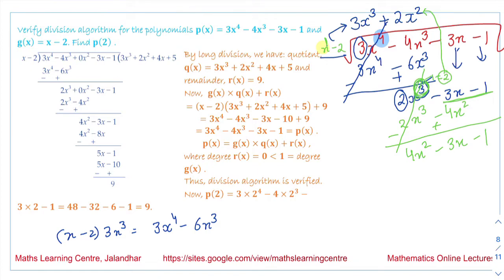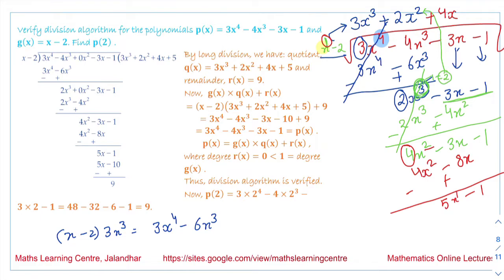Now the next thing we have to do is plus. Now the coefficient over here is 4, the power is 2, so 2 minus 1 is 1, so basically we have to multiply it with 4x. So when you multiply this with 4x, you will get 4x square, and the next term you will get is minus 8x. When you subtract these values, you will get 5x minus 1.